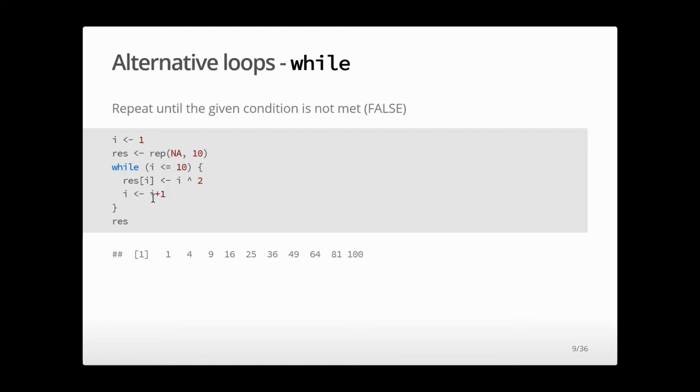It goes back to the top of the loop. And they say, is 11 less than or equal to 10? No. And then, so it stops. And then it prints out the results, and we get 1 through 10 squared.